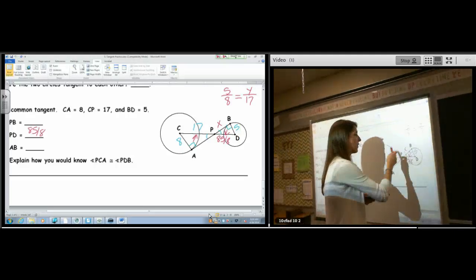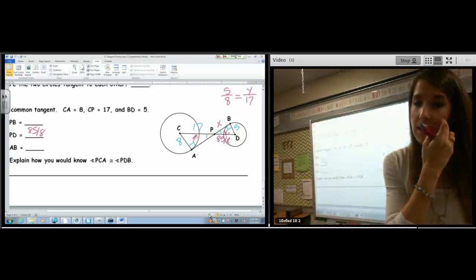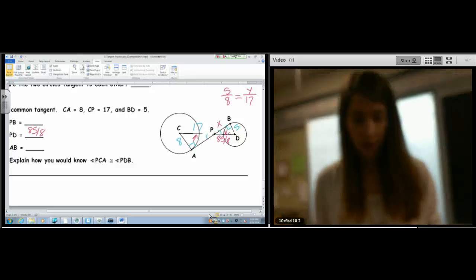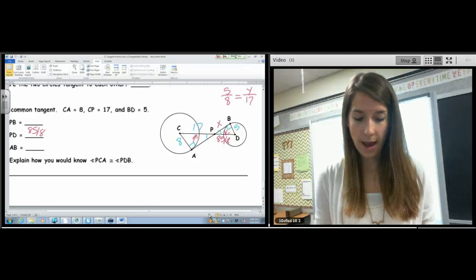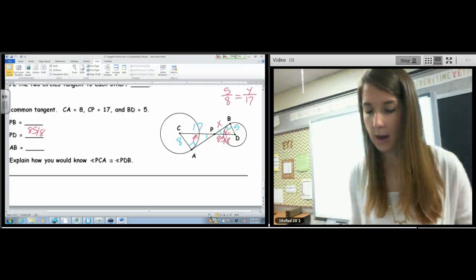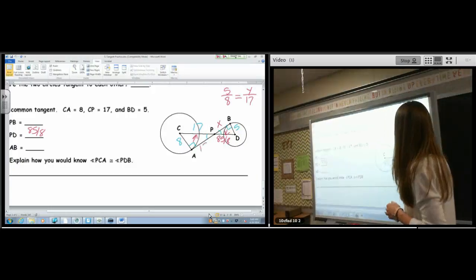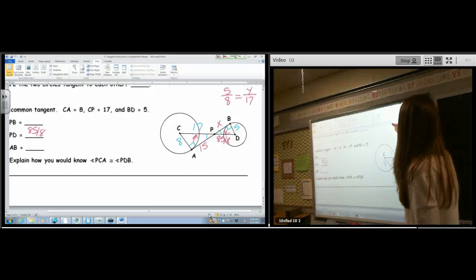If we want to find x, if we want to find PB, we're going to need to do Pythagorean Theorem. And thank goodness it's a triple, right? 17 squared minus 8 squared. Pythagorean triple, 8, 15, 17. So we would do the same thing.